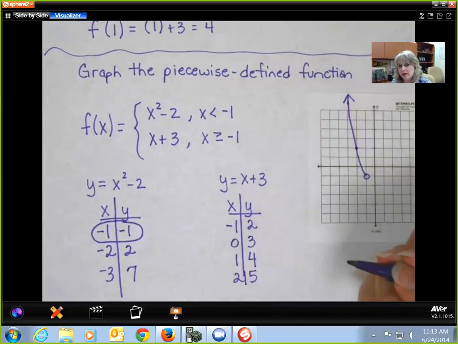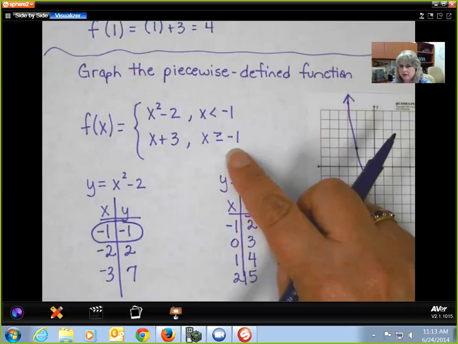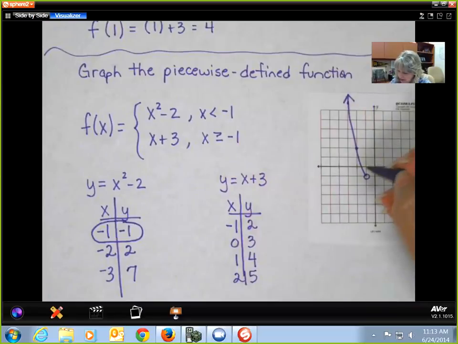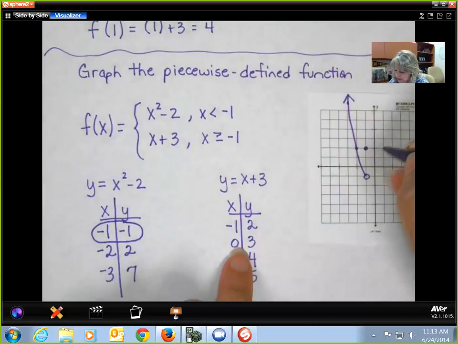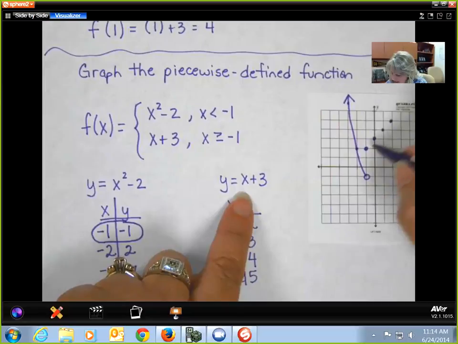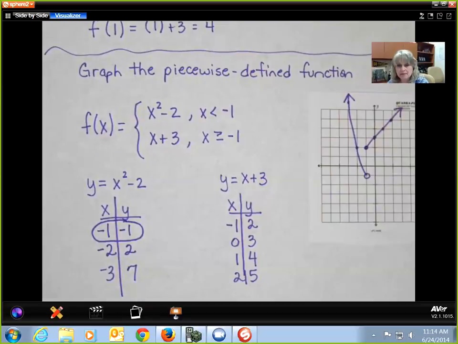So here are some ordered pairs for this graph. Now again, notice that -1 is included with this graph, so we'd have a closed circle here. So at -1, +2, that would be a closed circle. 0, 3. 1, 4. 2, 5. Notice it's a line that has a slope of 1. So it's going up 1, right 1, up 1, right 1. And then we're just going to connect that and draw an arrow because it could keep going forever to the right. So that's how you graph a piecewise defined function.